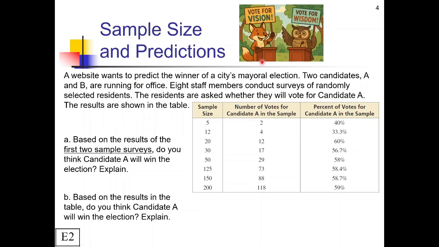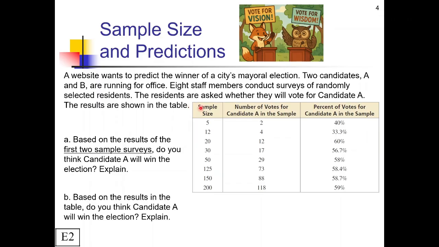So maybe this is Zootopia, and we have a choice of predators to be in charge. And this could be a very important result for this election. So let's call these candidates A and B. And let's say we have 8 staff members conducting surveys of randomly selected residents who are asked whether they will vote for candidate A, just yes or no.